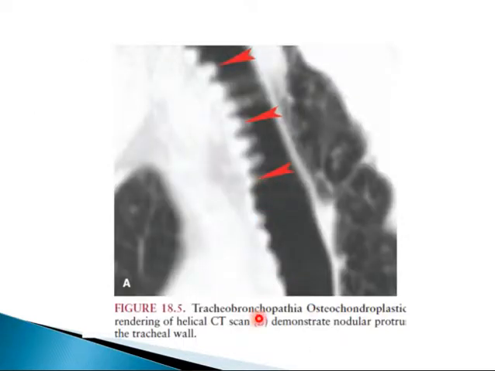And this is tracheobronchopathia osteochondroplastica. On CT it demonstrates nodular protrusion from the anterior wall here, and as we see, the posterior wall is normal.